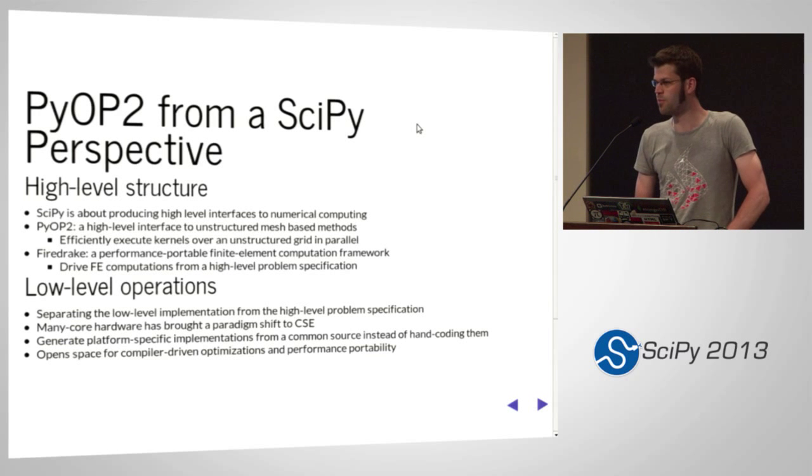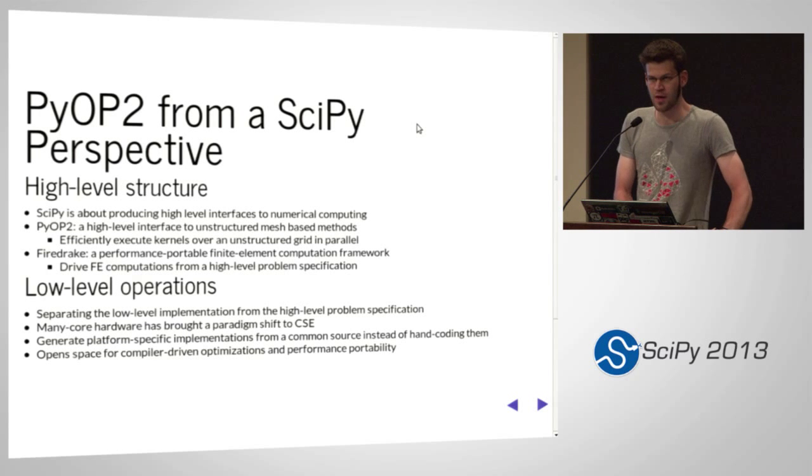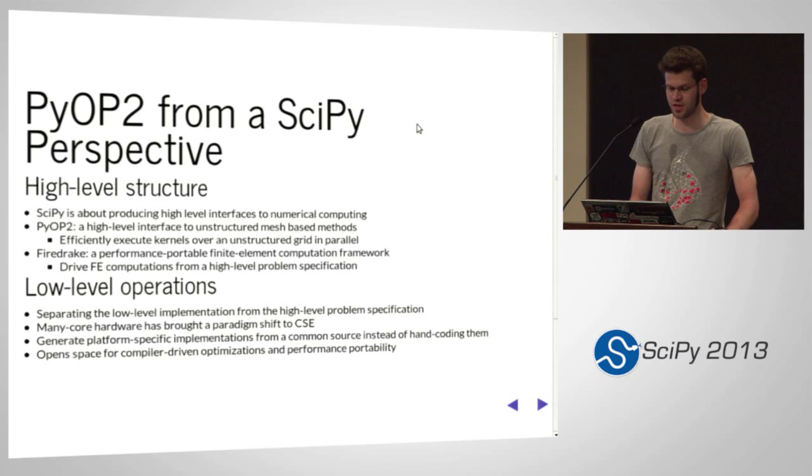But below that, to run efficiently, we need efficient low-level operations. A key aspect of our framework is that we separate the low-level implementation from the high-level problem specification. That is due to the paradigm shift that computational science has experienced with the advent of many- and multi-core hardware. So what we do is we generate platform-specific implementations from a common source instead of hand-coding them. And that opens up the space for performance portability and compiler-driven optimizations.